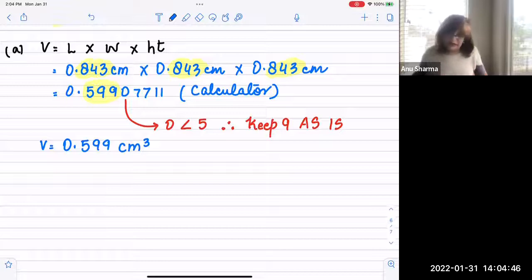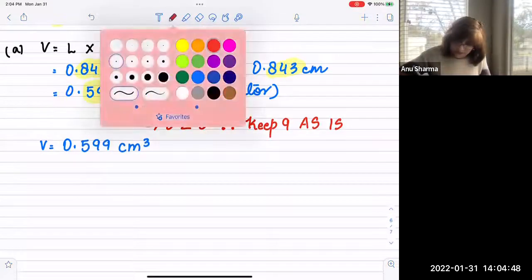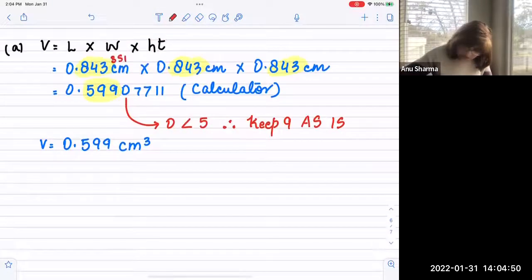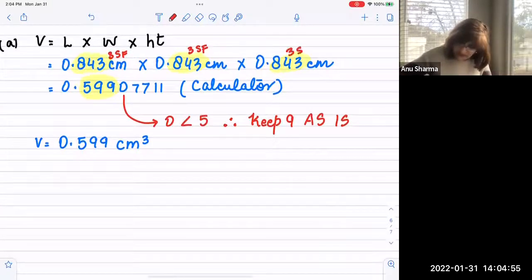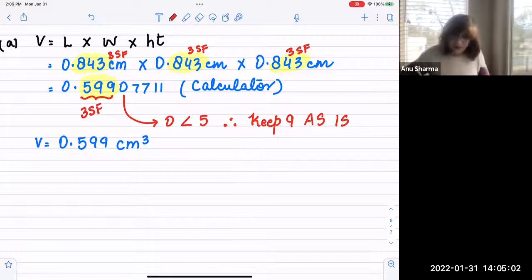Okay, so let me just put this here. 3 significant figures, 3 significant figures, and 3 significant figures. So the answer should also have 3 significant figures. Okay, so this is part A.